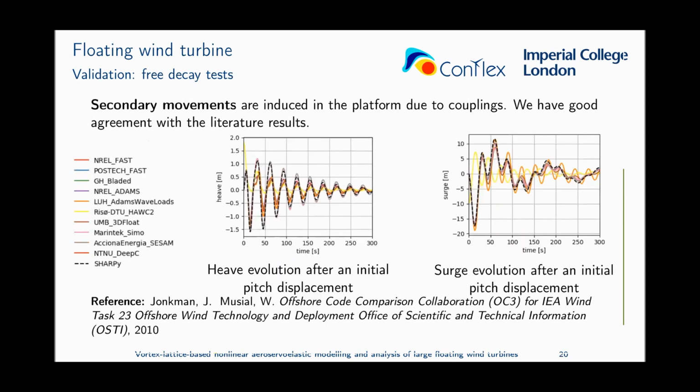But in these cases, we not only have one main movement, we have coupling in our system, mainly due to the floating dynamics. This image shows again the case in which we tilt the wind turbine backwards and we let it evolve. But as you can see on the left-hand side, the wind turbine also moves up and down. And on the right-hand side, you can see how it moves backward and forward. These movements have smaller amplitudes than the main movement, but we still have good agreement with the literature results.